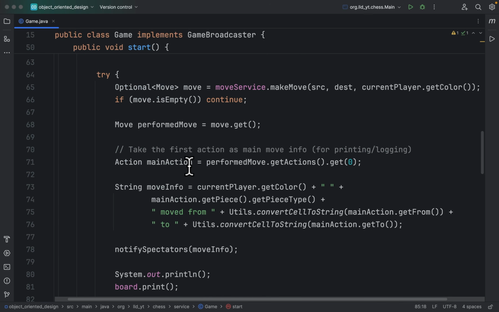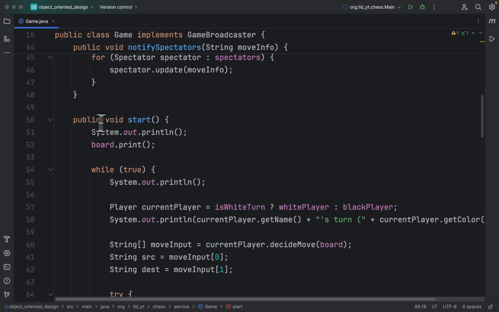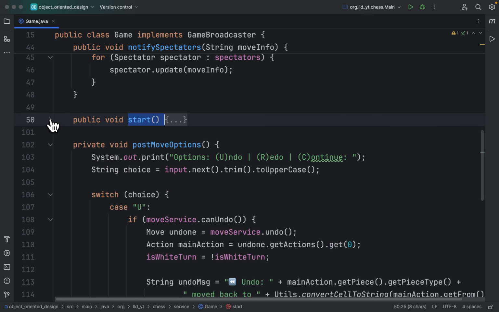Okay, so I hope now you understood the entire start function. This was the main function present in the game class. So this covers our entire chess game.